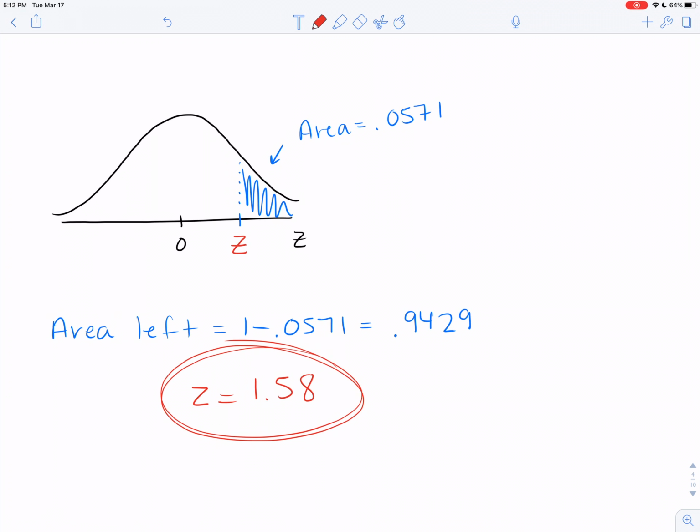All right, so now I want you to go back into your practice problems, go through and work questions where the area given is an area to the right, and use one of these two methods to find the corresponding z-score.